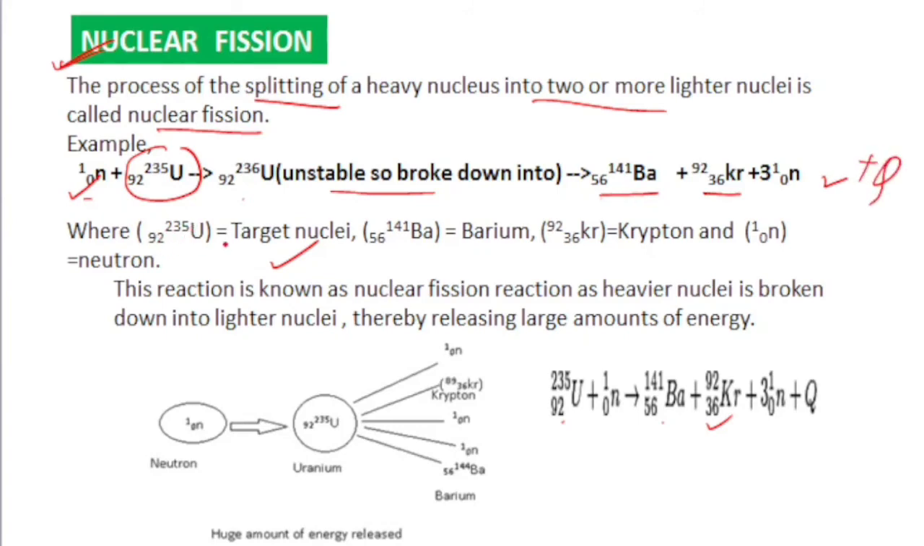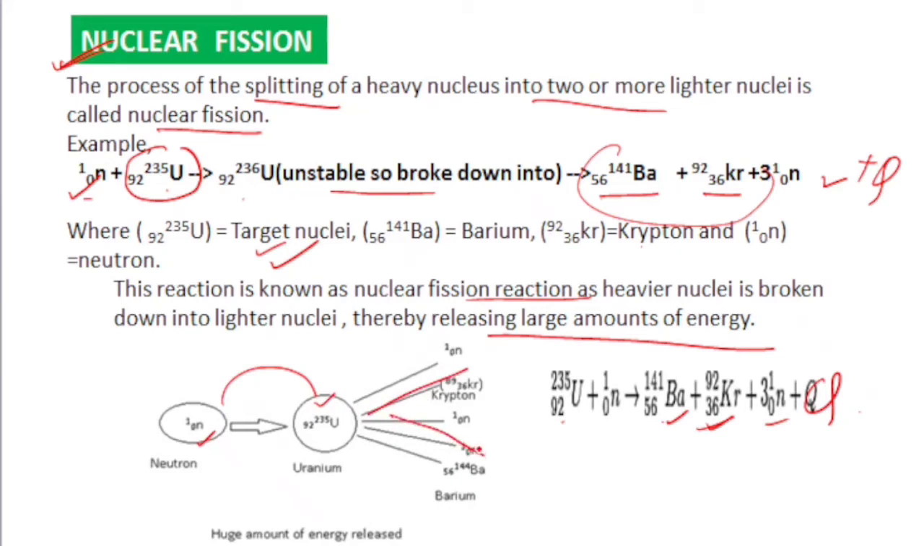This uranium-92-235 is the target nucleus. This is barium, this is krypton and neutrons. This reaction is known as a nuclear fission reaction, as here a heavier nucleus is broken down into two lighter nuclei with the release of a large amount of energy. You can write it this way: uranium-235 plus neutron 0-1 produces barium, krypton and 3 neutrons plus a large amount of energy Q. This is the slow moving neutron. It strikes uranium-235, and produces barium, then krypton and 3 neutrons are released in this process.